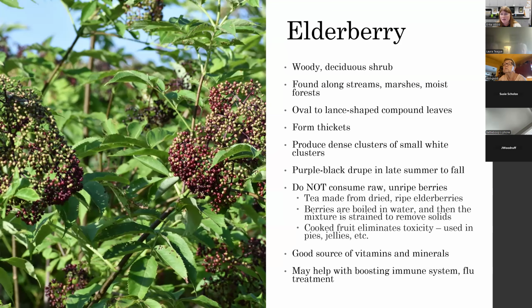Traditionally, it's a woody deciduous shrub. It likes moisture. It's usually found along our streams, riverbeds, marsh areas, anywhere where there's quite a bit of moisture. You really can't miss it because it's one of our few shrub species that have these very easy to recognize compound leaves, okay?